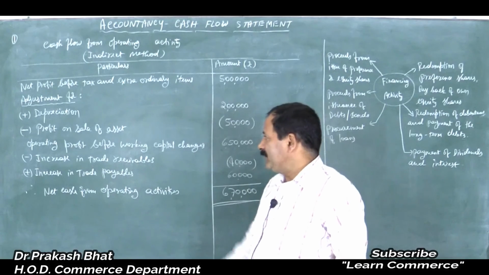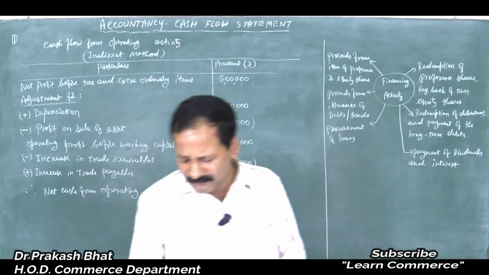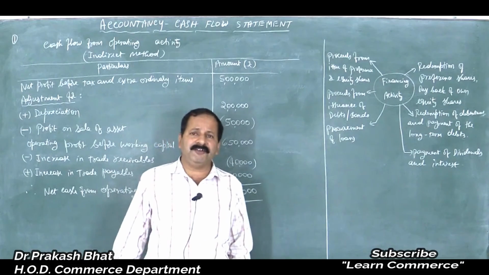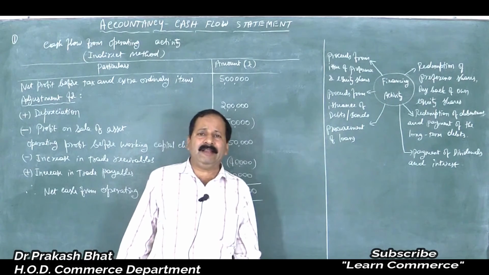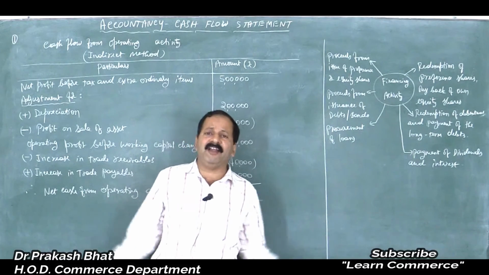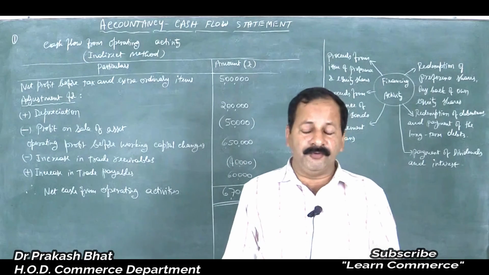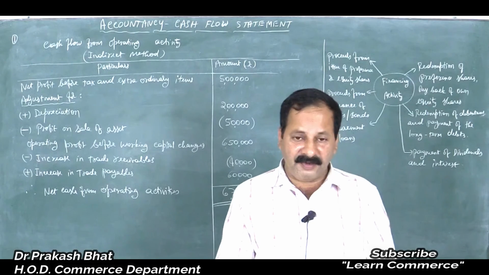So very simple, friends. For this you will get 6 marks. Simply you have to make sure the expenses that are to be deducted should be added, isn't it? Income that is supposed to be added should be deducted. That is what you have to do here. With that you will come to know how much is the net cash flow from operating activities.